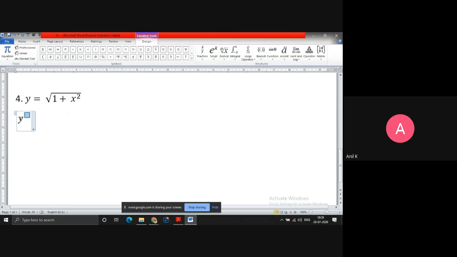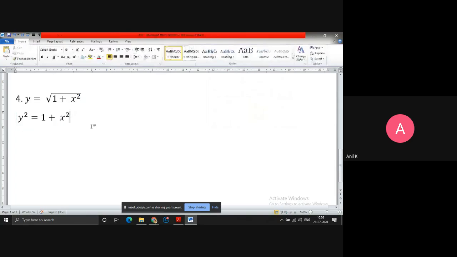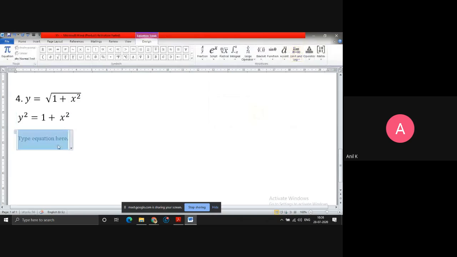y squared is equal to 1 plus x squared. If I square on both the sides, you'll get 1 plus x squared on the RHS. Now, if I differentiate on both the sides, you'll get 2y dy upon dx, which is equal to the differentiation of 1, which is 0, and the differentiation of x squared, which is 2x.